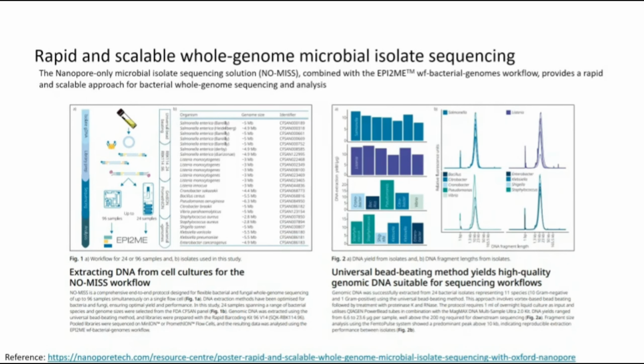ONT has also benchmarked their protocols using 24 samples from Salmonella, Listeria, and others. It is a mixed set of bacterial samples of different genome sizes. They obtained the samples from the sources listed here, did the DNA extractions using bead beating methods, and then obtained the genomic DNA.